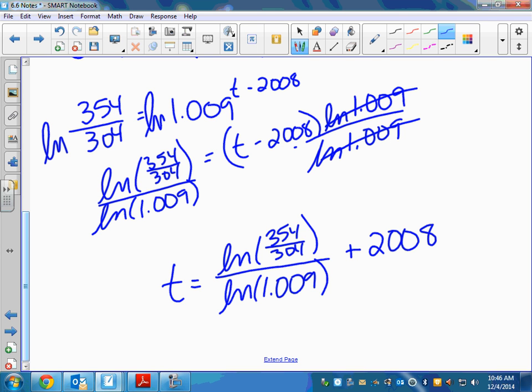It's okay to use decimals as you go, but again, use lots of decimals. This isn't that bad to plug in. You just got to be careful with your parentheses. 354 divided by 304. Close your parenthesis. Divided by ln of 1.009. Close your parenthesis. And then add 2008.